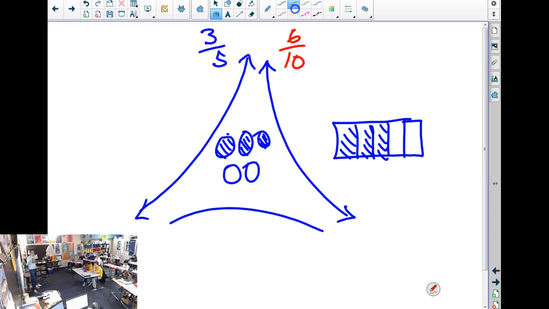3/5 is 6/10, right? We can double the top and double the bottom. So what is this as a decimal? Well, we should know now. 0.6. And then as a percent, 60%. This is where we keep tripping up. This is why I'm very much trying to go slow today. Some of you can probably feel that if you want to move faster.